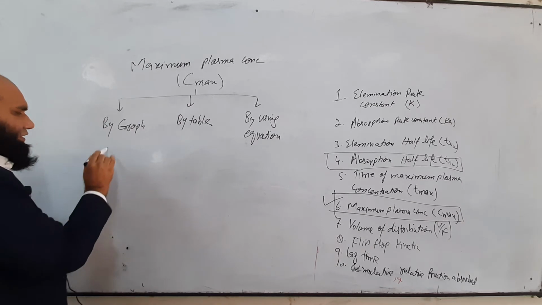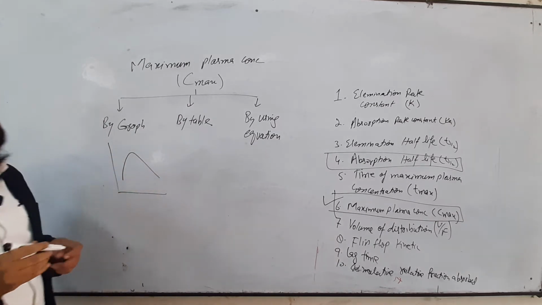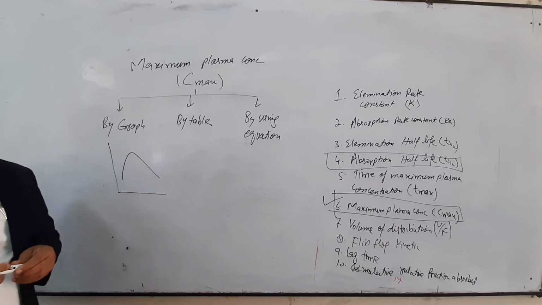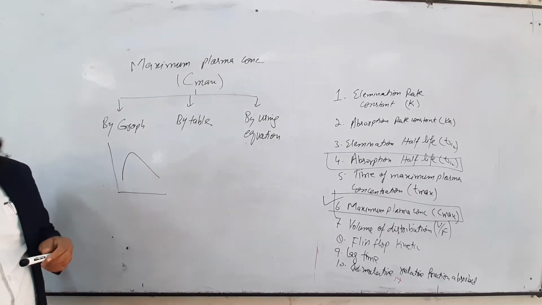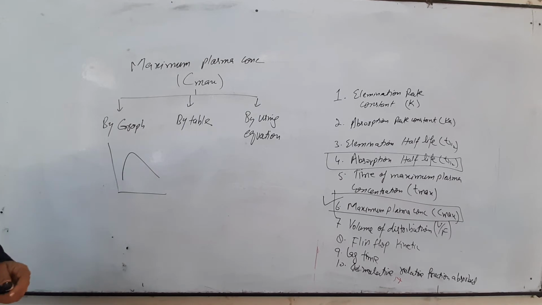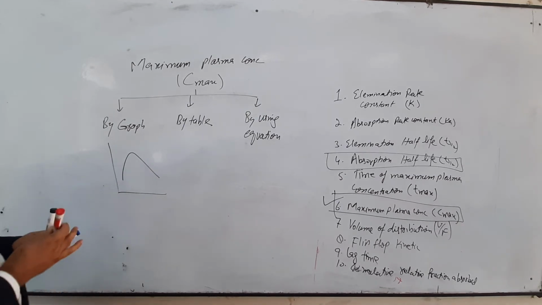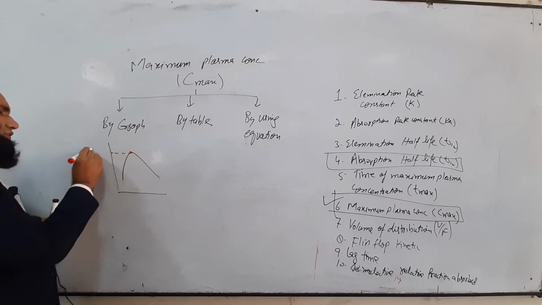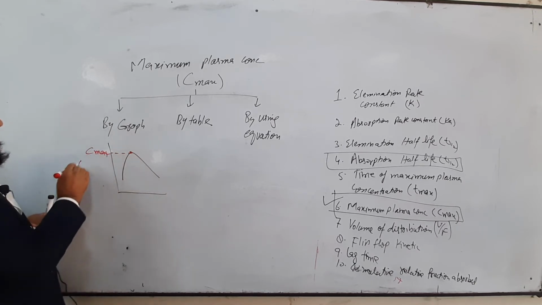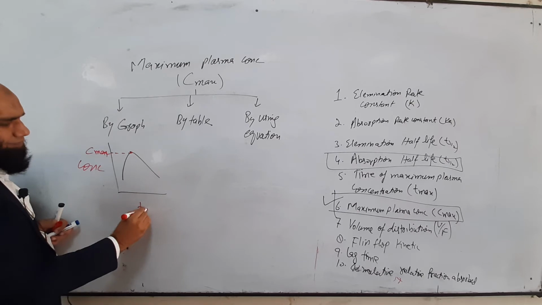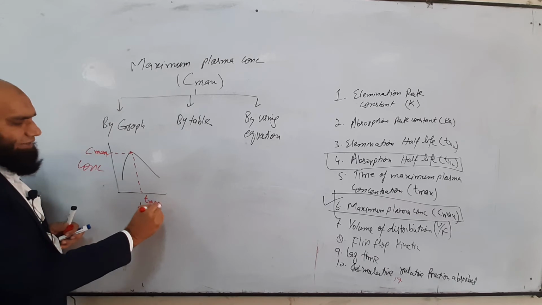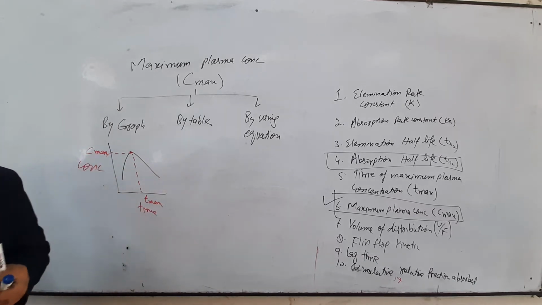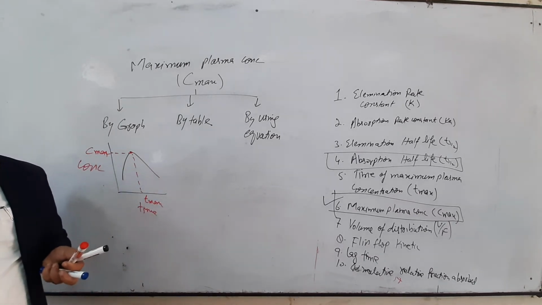By graph, it's once again very simple. We are discussing the one compartment model, where there is only absorption and elimination, no distribution and no metabolism; the drug is only following the one compartment model. So we can assume that where the maximum concentration of drug is at that peak, this is called Cmax, because this graph is between concentration and time. The time at which maximum concentration is present is called Tmax, and the maximum concentration present in the plasma is called the Cmax by using the graph.